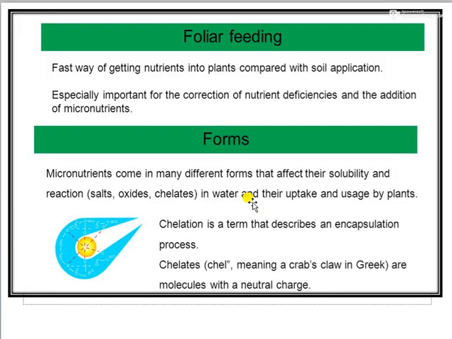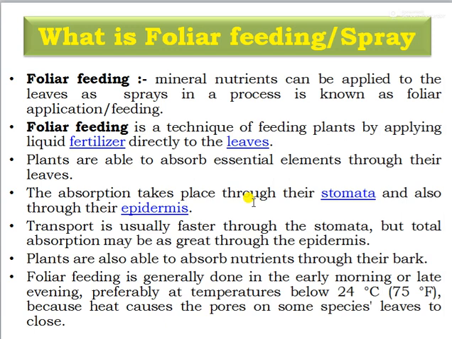Next one, you can see what is foliar feeding or the spray. Foliar feeding is when nutrients are applied to the leaves as a spray, and the process is called foliar application or feeding. Or another definition, foliar feeding is a technique of feeding plants by applying liquid fertilizers directly to the leaves. This is the concept or the definition of foliar feeding, foliar application or foliar spray.